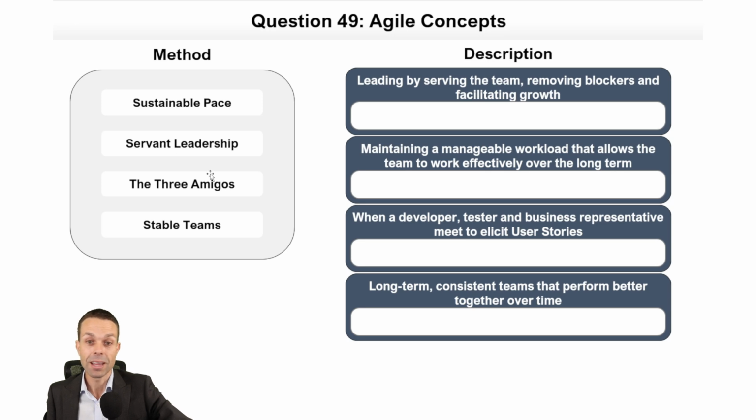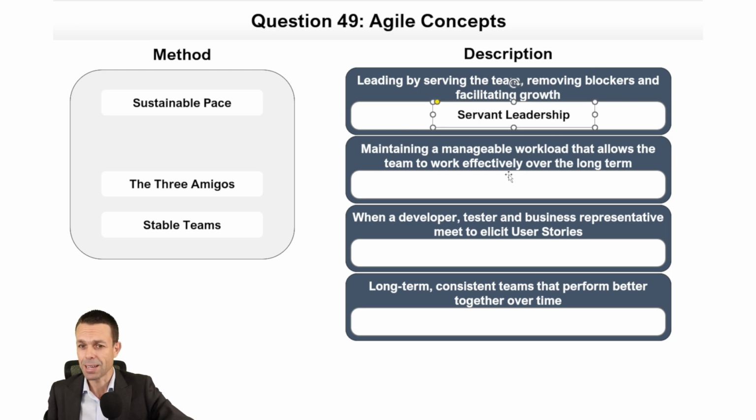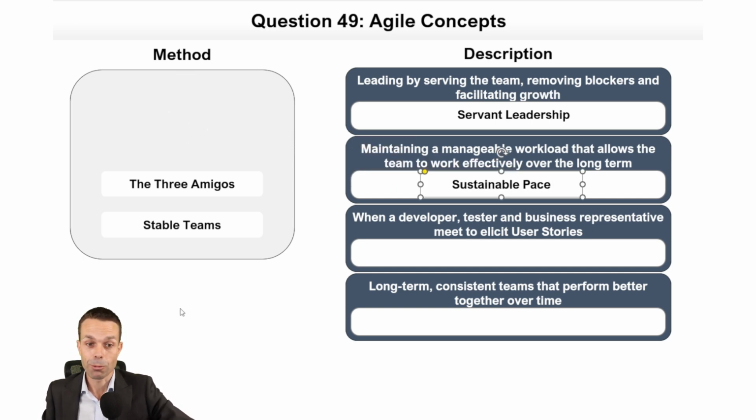Last two for this section. Agile concepts, leading by serving the team, that sounds familiar to me, removing blockers and facilitating growth. We are doing servant leadership. Maintaining a manageable workload that allows the team to effectively work over the long term, we are keeping a sustainable pace. And that's why we use our velocity chart to make sure that we're matching our work to the previous velocity.